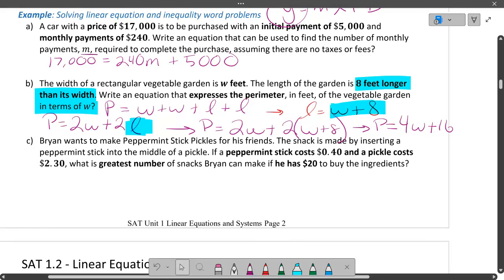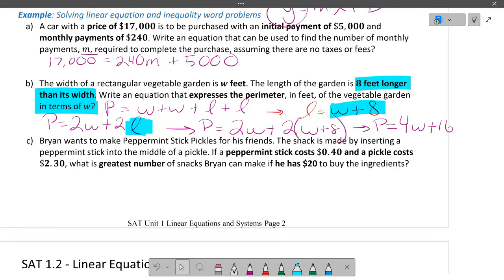All right. Question? All right, peppermint stick pickles. Apparently it's like a favorite treat in Chicago. I don't know. It's weird. You take a peppermint stick and you shove it into a pickle.